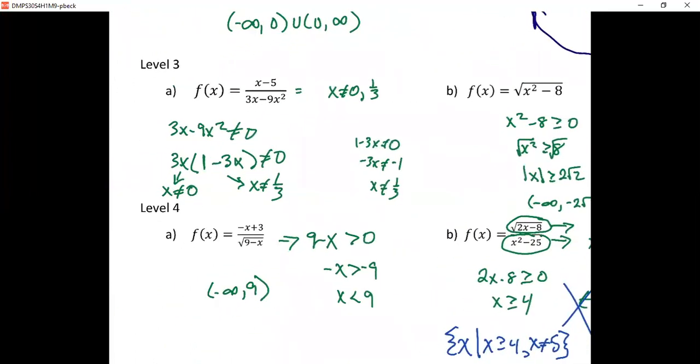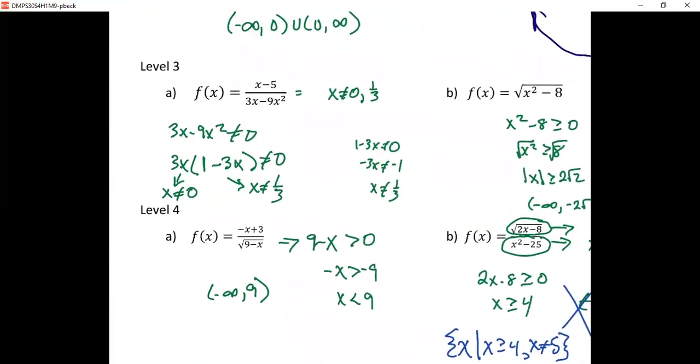For 3a, we get a little bit more complicated with the level 3 problems. So we start by factoring. We factor out the 3x, and we get 3x is not able to equal 0, which is how I get that part of the domain. And 1 minus 3x is not able to equal 0, where if I solve that, 1 minus 3x does not equal 0. Negative 3x does not equal negative 1, so x does not equal 1/3. And that's a positive 1/3, excuse me, because that's a -1 right there.